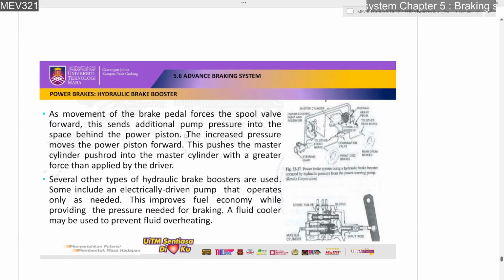Jadi lepas tu dia akan tolong lah. Dia akan guna ni, as a movement of brake pedal forces the spool valve forward, this send additional pump pressure into the space behind the power piston. The increased pressure move the power piston forward. This push the master cylinder push rod into the master cylinder with a greater force than applied by the driver.